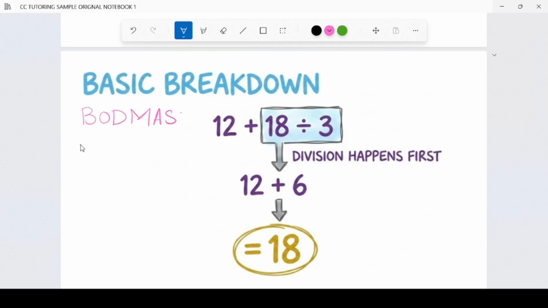Now I'm gonna solve the equation 12 plus 18 divided by 3. According to BODMAS, how many operations are there? Yes, there is addition in this case, and there is division, because division comes before addition, so I'll divide first. 18 divided by 3 is 6, and plus 12. So 12 plus 6 equals 18, because this is my answer. This is a basic level question.